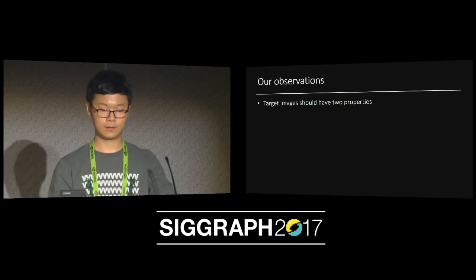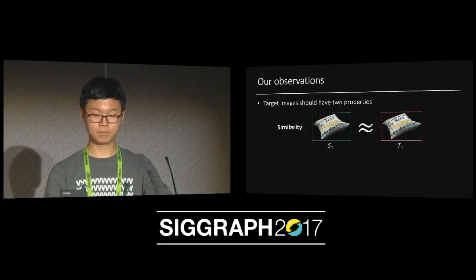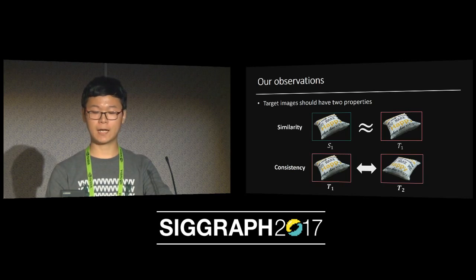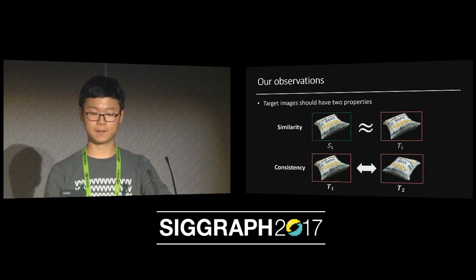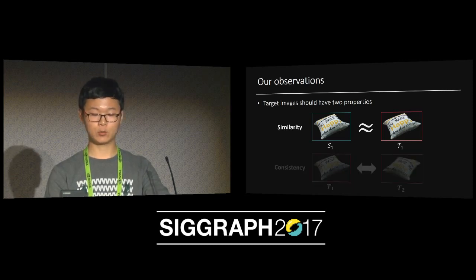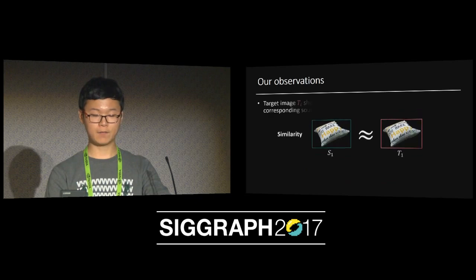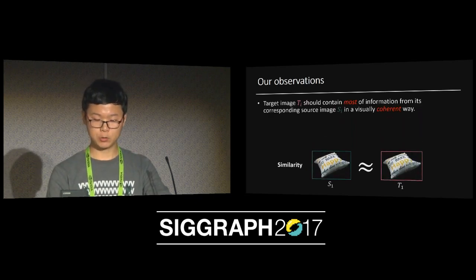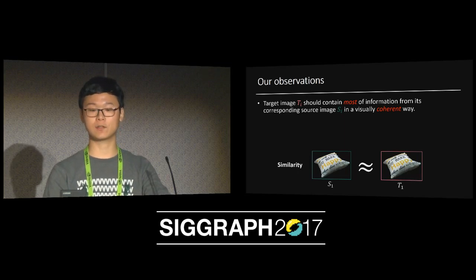two properties. The first property is that the target image should be similar to its corresponding source image. And secondly, the projected target images should be photometrically consistent. So we propose a global energy function which codifies these two properties. Now let's look at the first property. To satisfy the first property, we need to ensure that the target images should contain most information from their source images in a very coherent way.